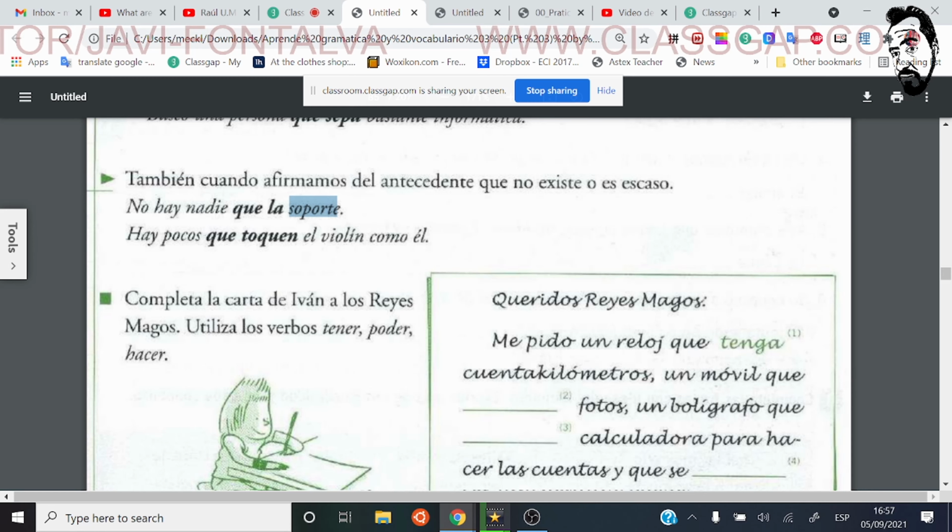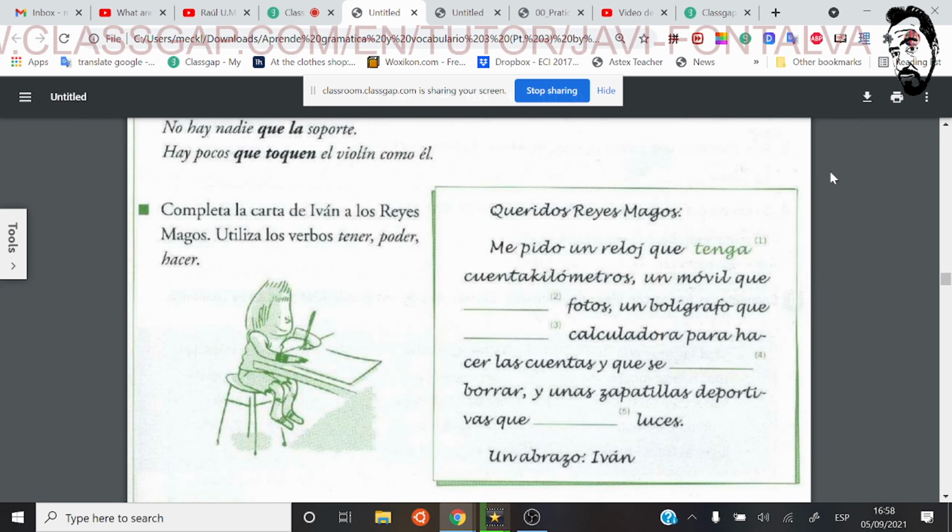Okay, so here we're going to write a letter for the three wise men, because in Spain traditionally there was no Santa Claus, there were the three wise men, or Reyes Magos. So for example, I never got a present from Santa Claus. I would get a present from the three wise men.